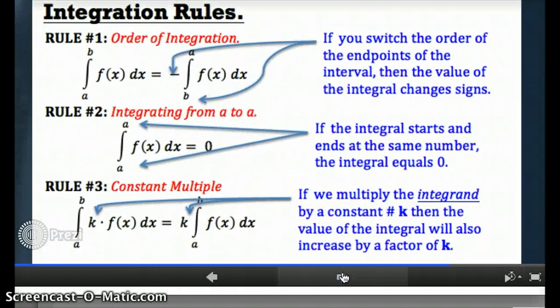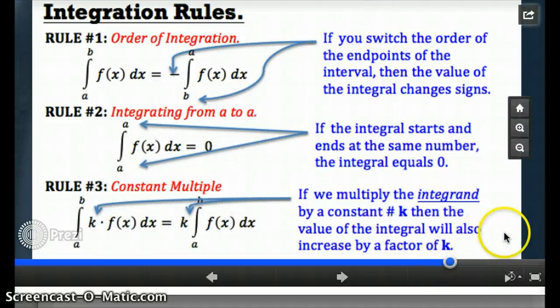The first 3 integration rules are pretty simple. Pause the video here to write down these 3 rules, including their title in red. You can judge whether or not the blue is going to help you. When you press play again, I'll explain what I think these mean.